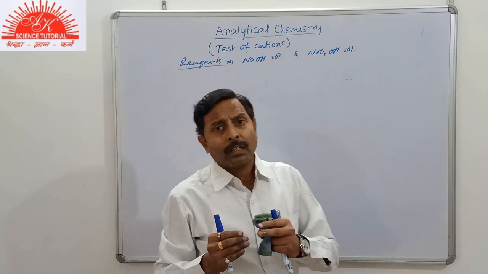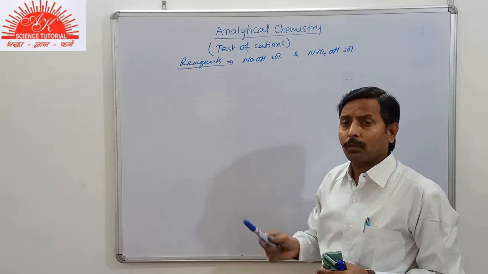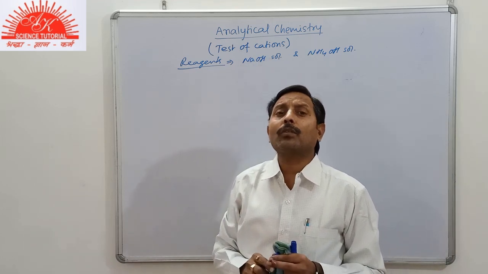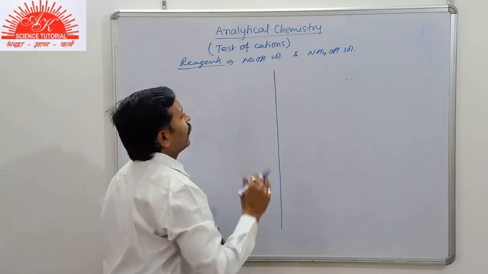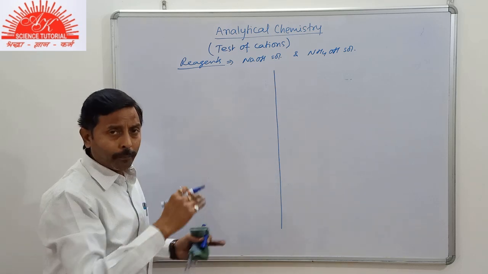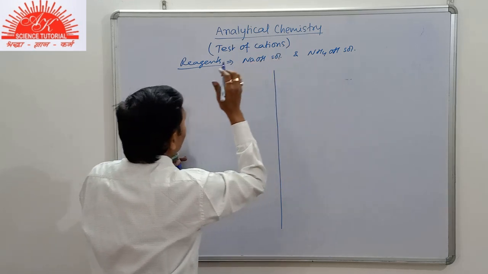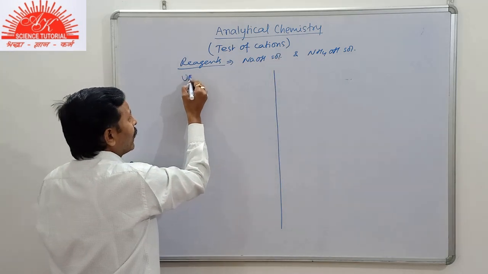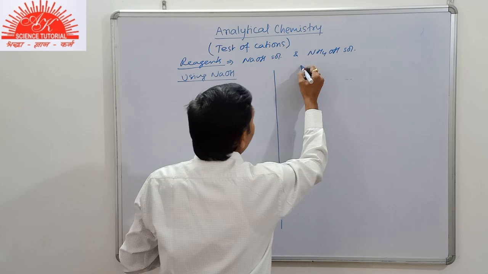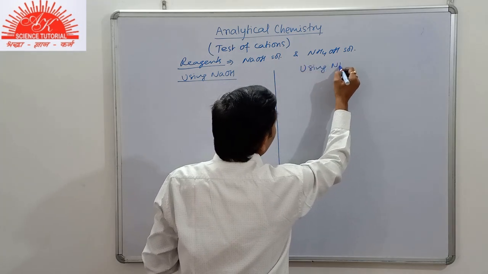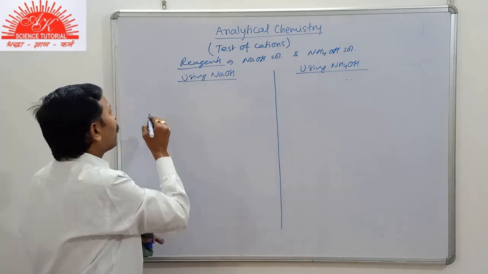Now we can study separately using this one and again using this one. But it is easier to study the test of cation by using both the reagents simultaneously for comparison, to see what change will take place when we use this one or when we use this one. So on this side we write using NaOH, and here we write using NH4OH.